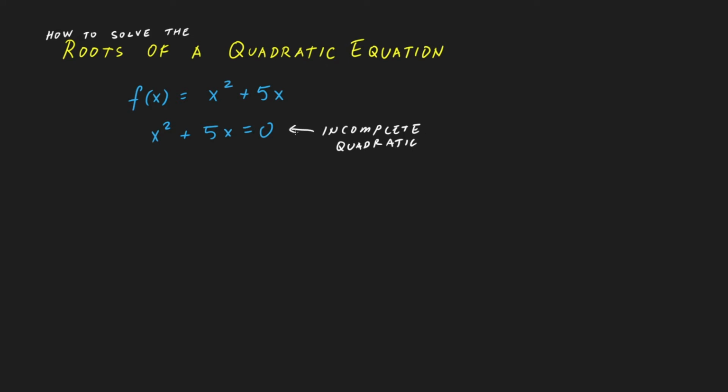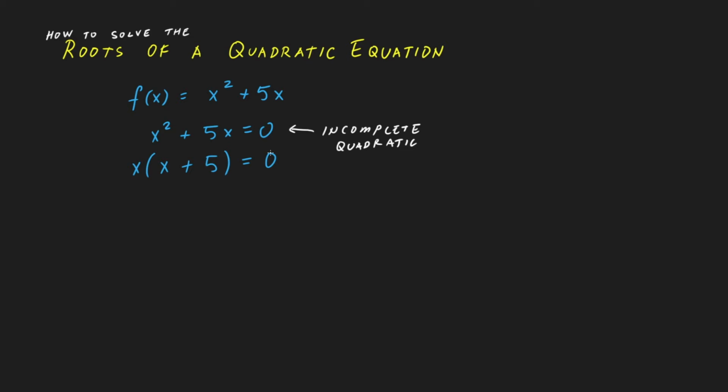So what do we do to solve this? Okay, so whenever you have an incomplete quadratic, it doesn't have a constant term. So if it doesn't have a constant term, then x could be easily factored out. So for example, we have x squared plus 5x. We factor out the x, and we're going to be left with x multiplied by x plus 5. All right, so there we go.